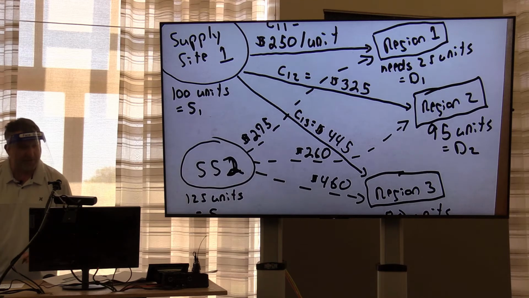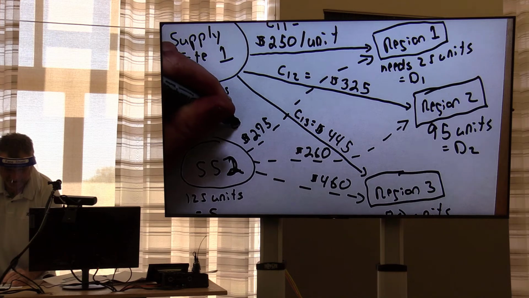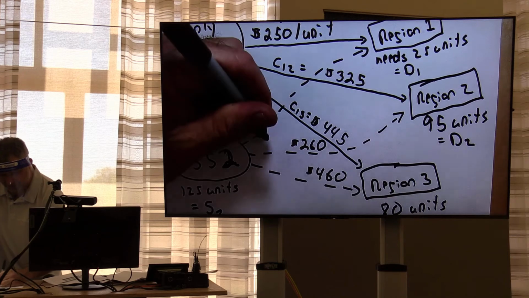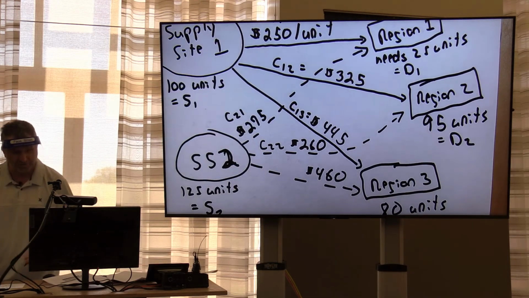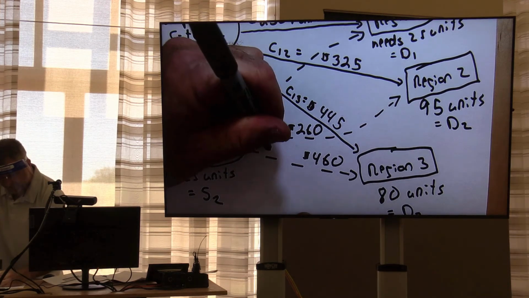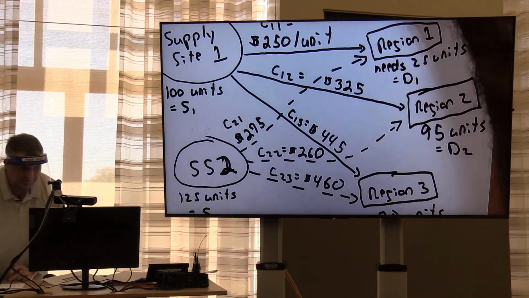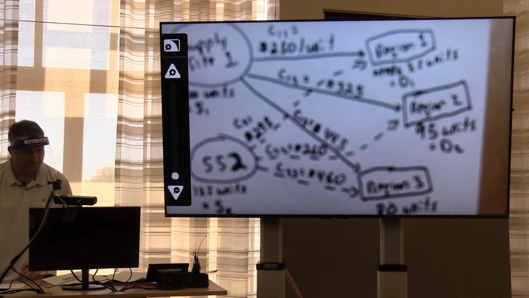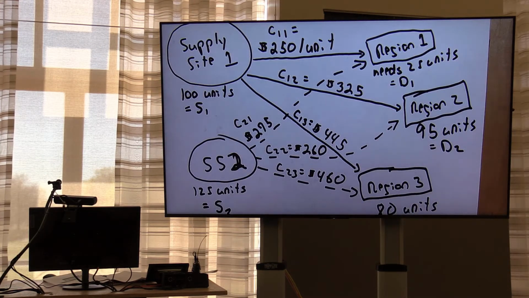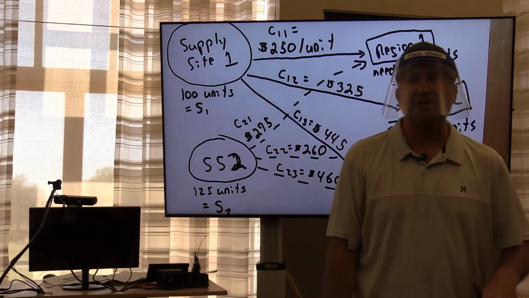This 275, that's from going from supply site 2 to region 1. So that's C21. 260 from going supply site 2 to region 2. C22. Supply site 2 to region 3. C23. And there's our model. That's the visualization of it. That's our concept of it.